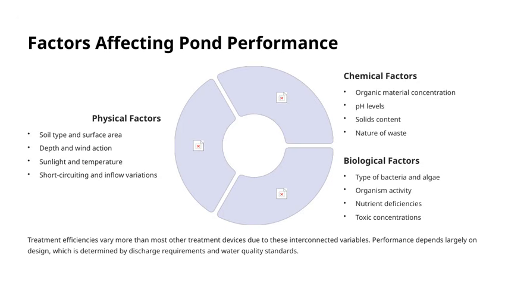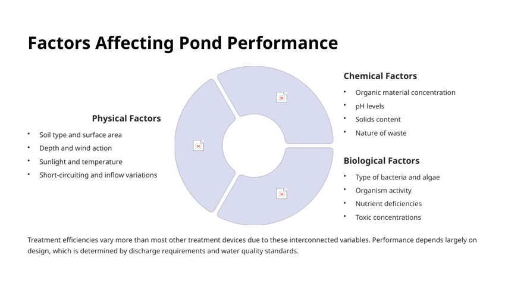When we look at factors affecting pond performance, there are three main categories to consider: physical, chemical, and biological factors. Starting with physical factors, things like soil type and surface area play a crucial role because they influence how water flows and interacts within the pond. Depth and wind action are also important, as they affect mixing and oxygen exchange. Sunlight and temperature are key because they drive biological activity and can impact the overall efficiency of treatment. Additionally, short-circuiting, which is the rapid movement of water through the pond, and inflow variations can cause uneven treatment and reduce performance.